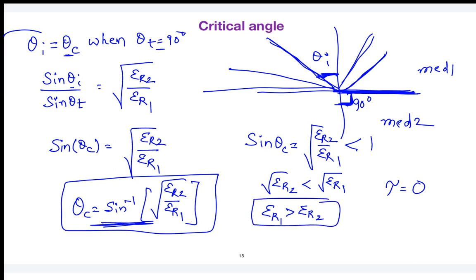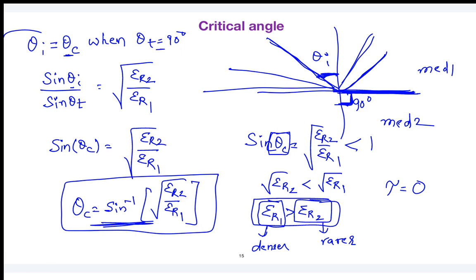So this equation says, in order to have the critical angle, the first medium permittivity should be higher and the second medium permittivity should be lower. Which means the wave should enter from denser medium to rarer medium. So the critical angle is only possible provided the incident medium has more permittivity and the transmitted medium has the lesser permittivity, which means that the wave is propagating from denser to rarer.